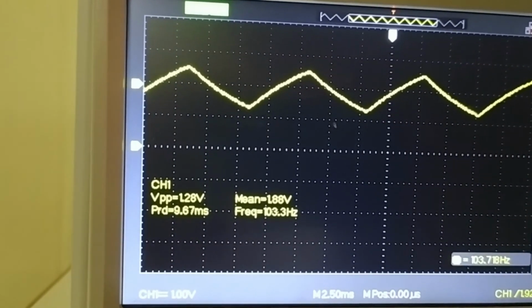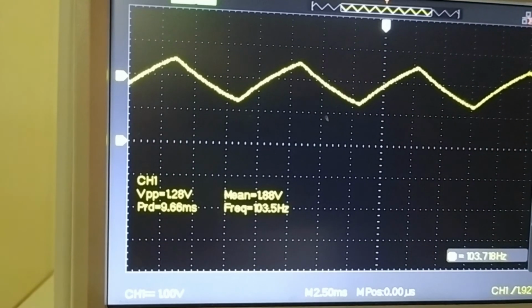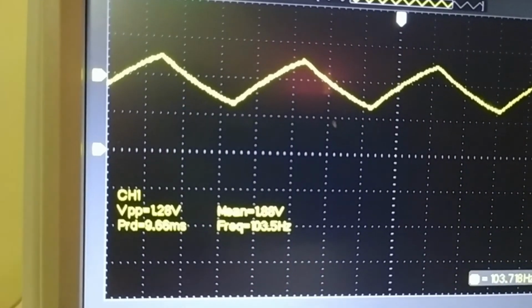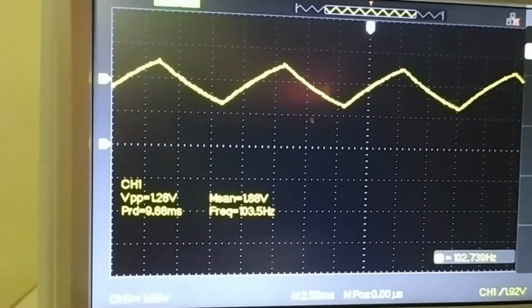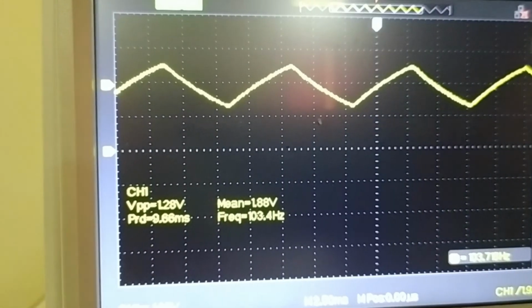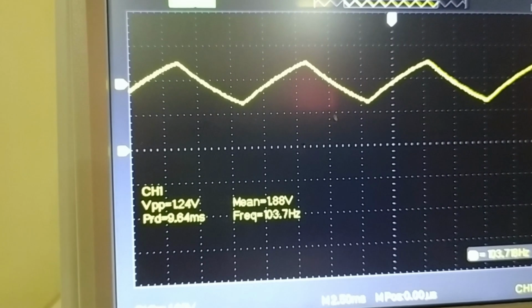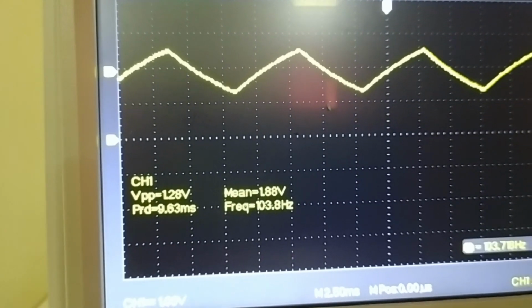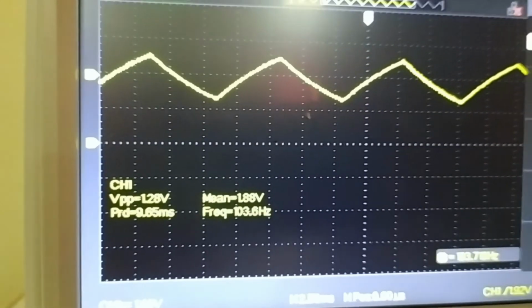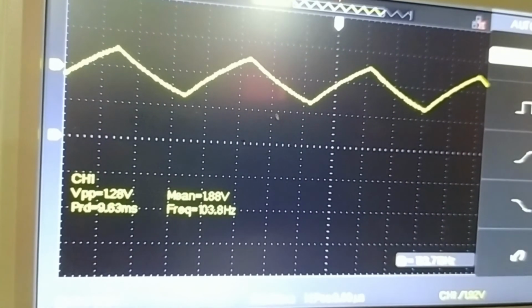At R5 we got a voltage peak to peak value of around 1.28 volts. The frequency is 103.5 hertz. Note down these corresponding readings and calculate the time constant with the help of R5 and C. Compare theoretical and practical values.